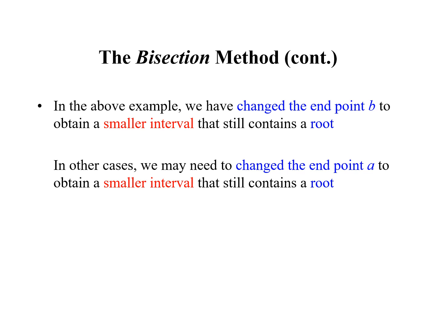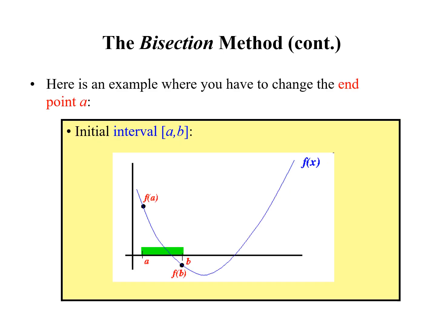In the above example, we have changed the endpoint b to obtain a smaller interval that still contains a root. In some other cases, we need to change the endpoint a to obtain a smaller interval that still contains a root. In these cases, at one part of the interval, the sign of the function is not changing. At another part, the sign is changing. Here is an example where you have to change the endpoint a, that is here.